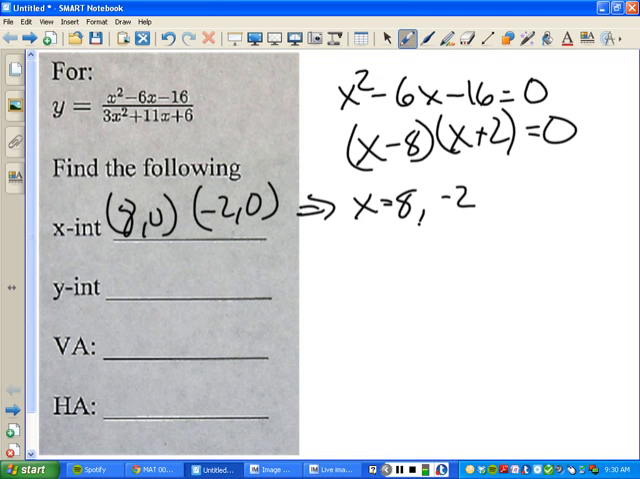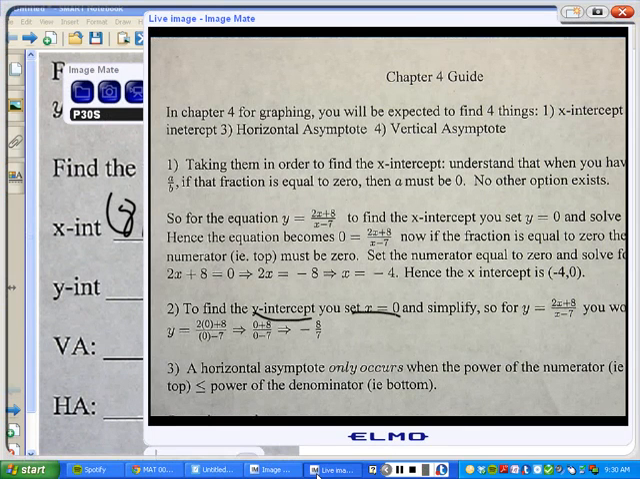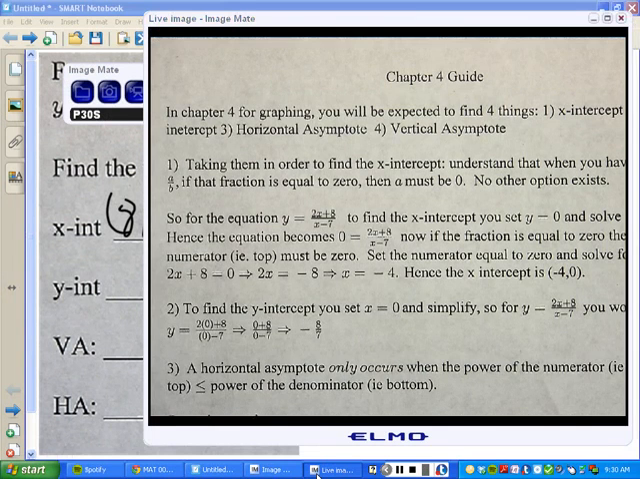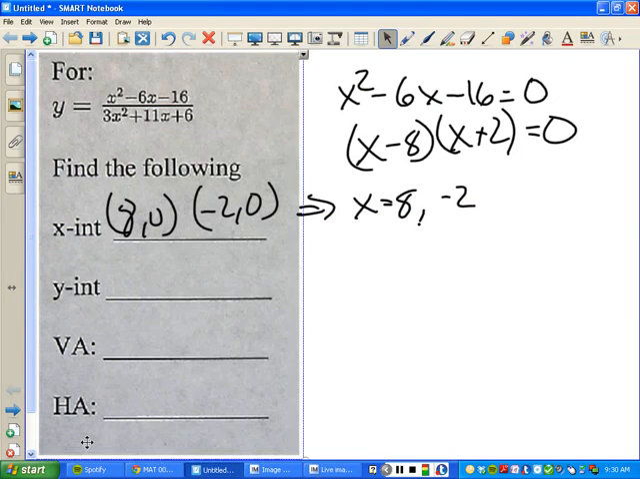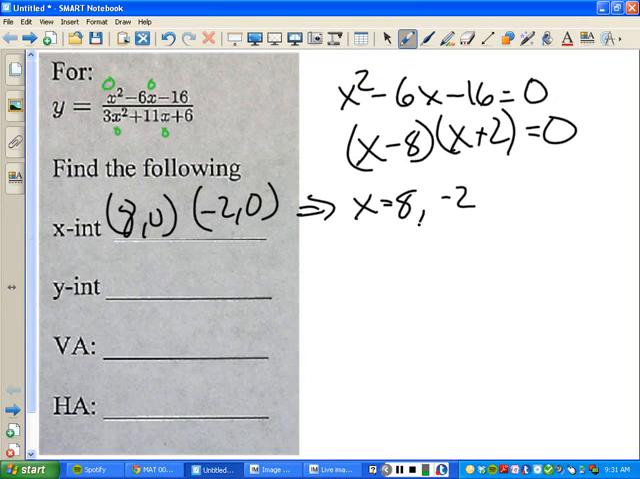Y-intercept. How do you find the y-intercept? Again, if you go to that sheet to find the y-intercept, set x equal to 0. Okay. So plug it in, x is 0. You're going to get 0, 0, 0, 0. What you're ultimately going to get is -16 over 6.